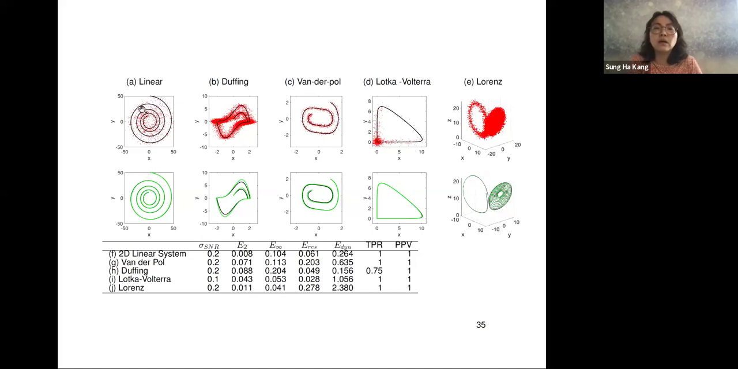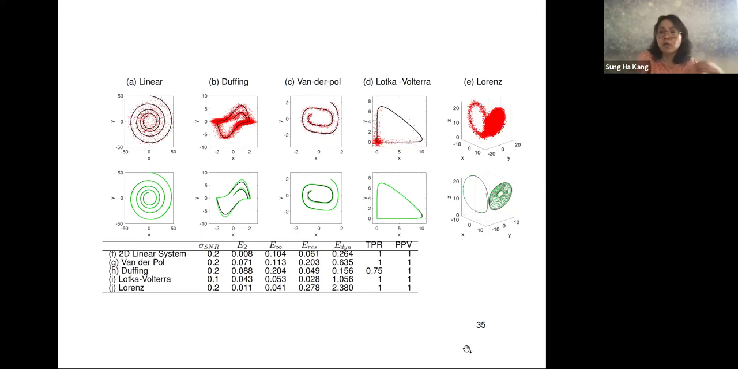So the red dot is the given noisy data, the black is the true dynamic, and the green is what we identify. The green is very close to the black, and also for the Lorenz system it is quite accurate. And this shows the coefficient error from that.